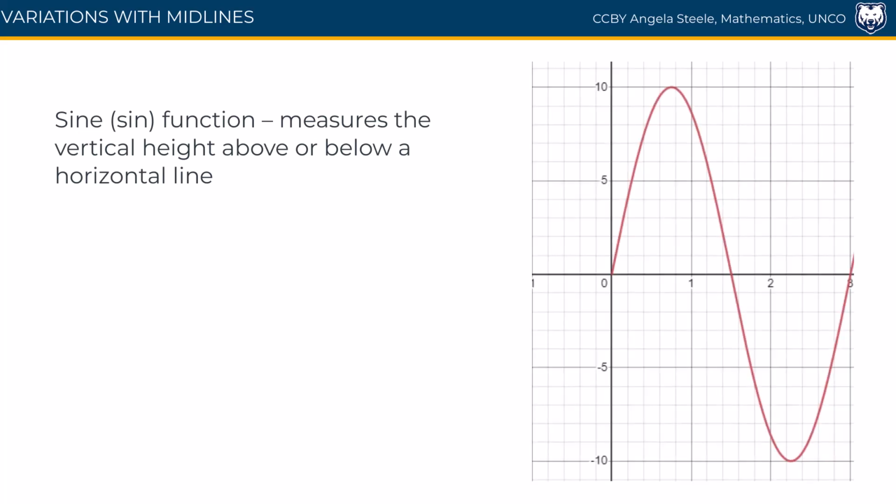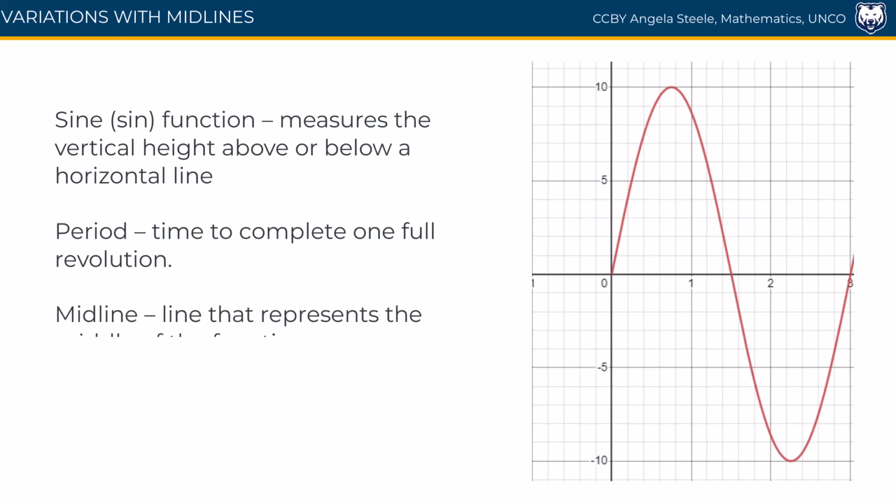Okay, and then our graph should look like this. So I only showed one full rotation on the screen there so that way you can see what the traditional sine function looks like without continued rotation. All right, the period is the time to complete one full revolution. The midline is a line that represents the middle of the function, or you could also think about it as the midway between the max and the min.